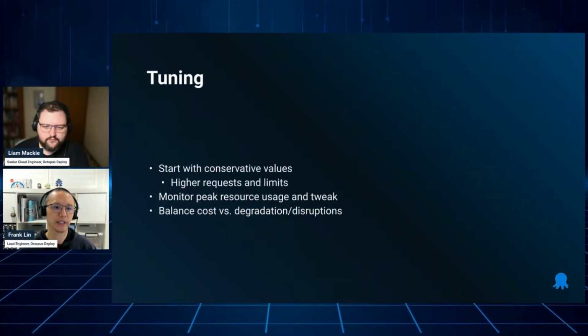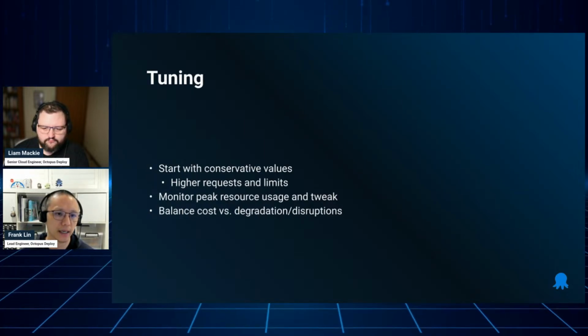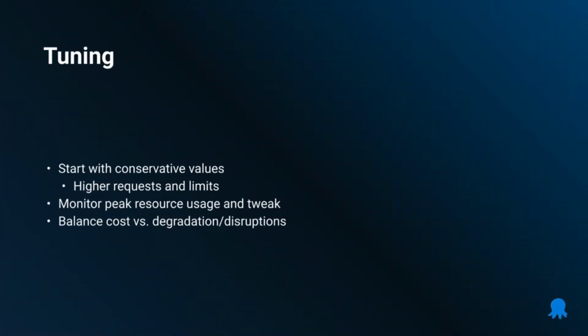So in terms of tuning, we recommend that we start with conservative values, which means higher requests and limits. Then monitor your peak resource usage to see how much slack or buffer you have, and then gradually decrease those values. And at the end of the day, it's about balancing the cost of running the cluster versus the service degradation or disruption that you're willing to accept.